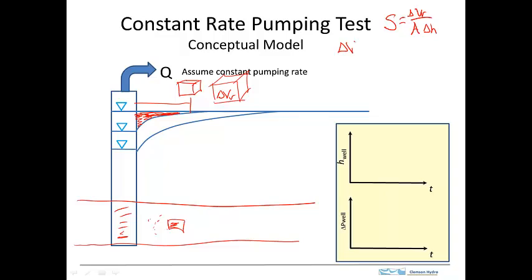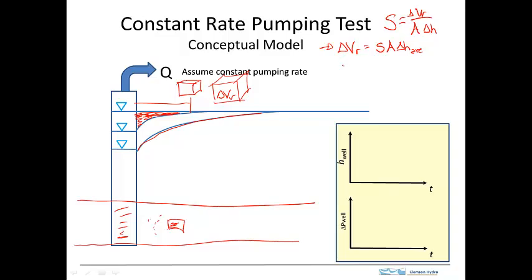And if we say the water released from storage is equal to the storativity times the area that's been affected times the drawdown, and now we'll think of this drawdown as an average. We see over here from this profile that the drawdown changes with distance. But if we just write it as an average, then we get this nice concept that the volume that's been recovered out of the aquifer is equal to the storativity times the area that we've affected times the average drawdown.